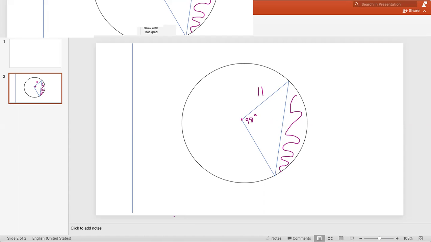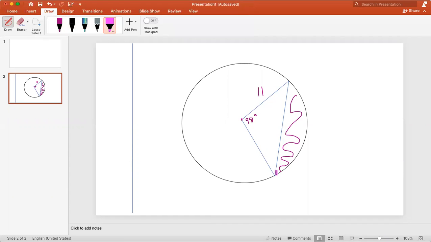Now, what I want you to do is take some time and determine if you can find the area of this pink shaded region right here. Tell me if you can find the area of this pink shaded region. Pause the video so you can see if you can figure it out yourself. All right, taking a look at this.